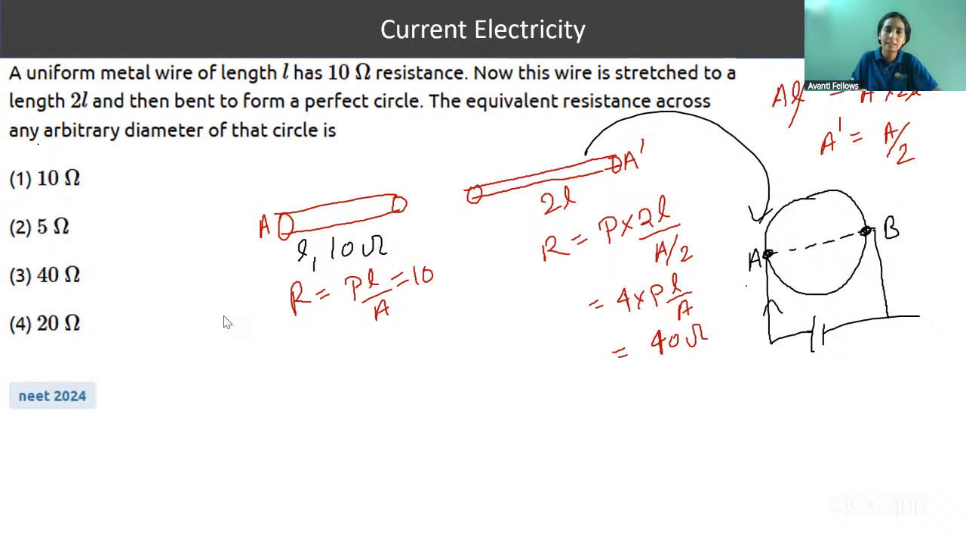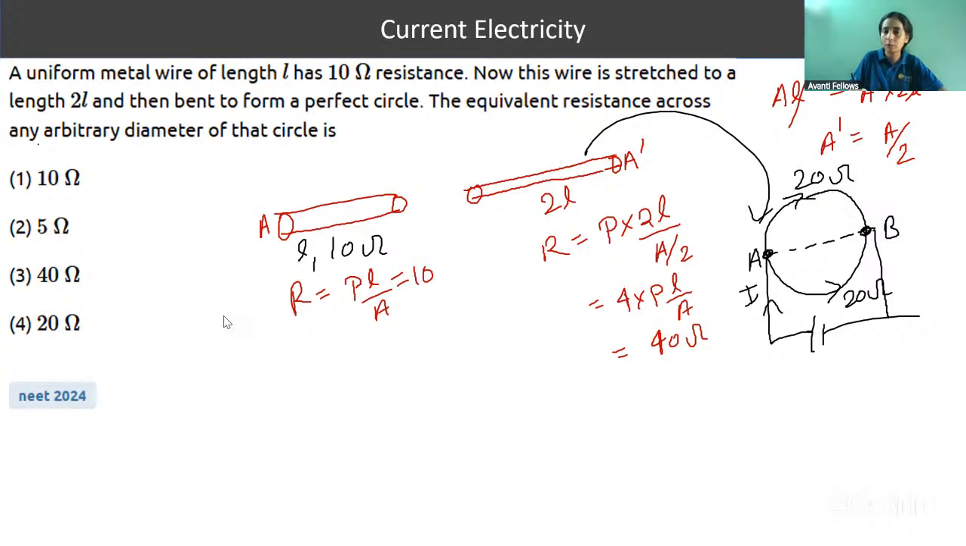So from here current will go. Some current will go here, some current will go here. So one is the half portion, another is another half portion. Whole has a resistance of 40 ohm. So this half will have resistance of 20 ohm. This half will have resistance of 20 ohm.